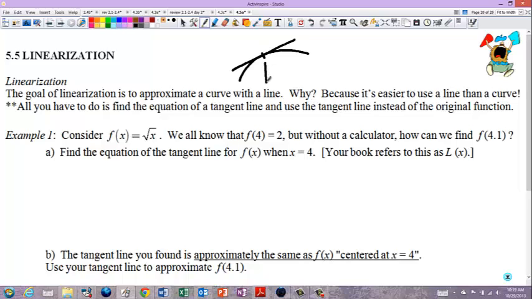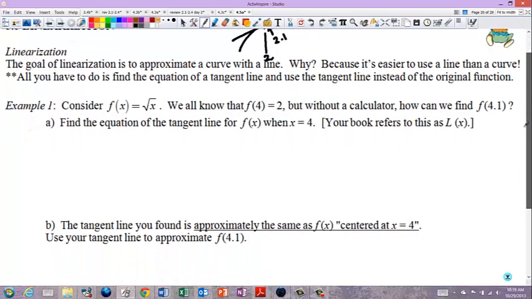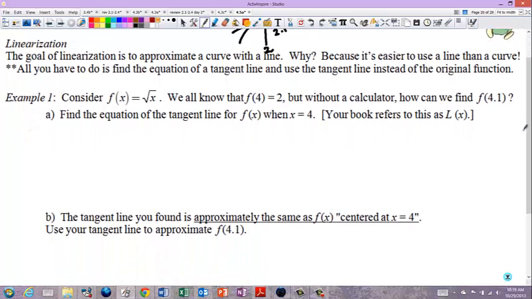And let's just say I'm at 2. Just pretend. And say I want to approximate 2.1. Well, that's going to be really close to 2. So if you were to use this point on the tangent line instead of the point on the curve to figure out the y value, you're going to be really, really close. And that's all you're doing when you're using a tangent line to approximate. And why do we do that? Because it's easier to use a line than a curve, if you were working it out by hand.